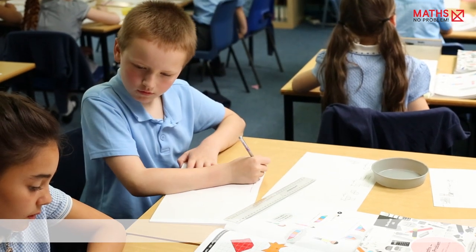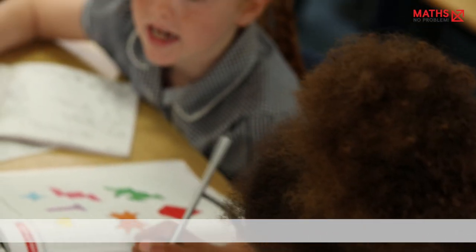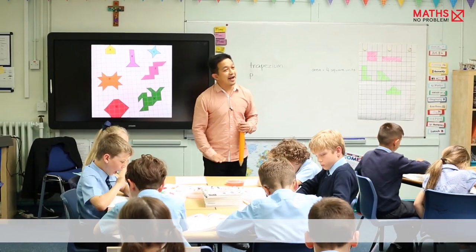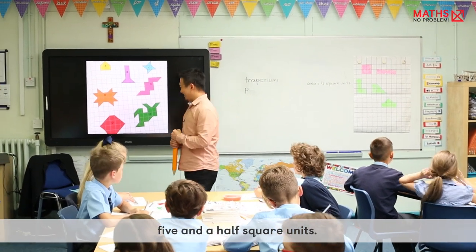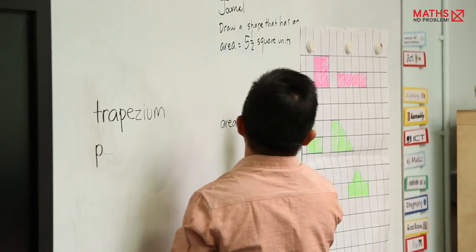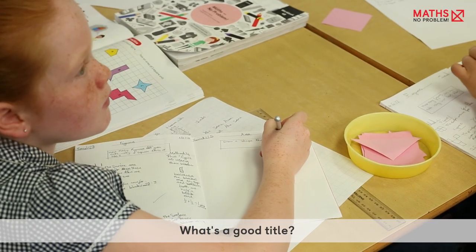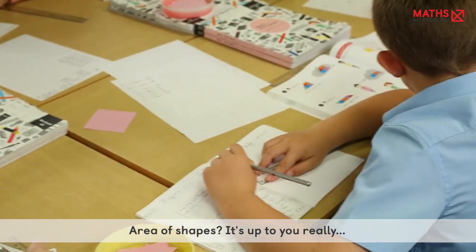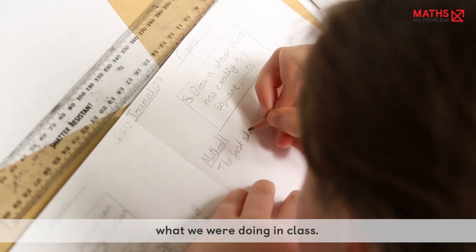Our journal today is for you to draw a shape in your journal. If you need help, you can use this. But I hope you can just draw it straight into your journal. Draw a shape that has an area of 5.5 square units. What's a good title? The area of shapes. But it's up to you, really. A good title tells people who are not here with us what we were doing in class. What do you have?